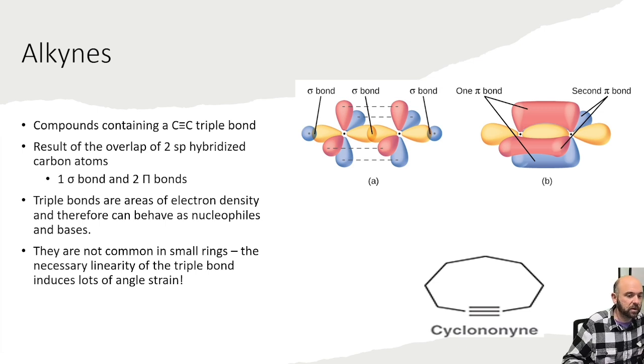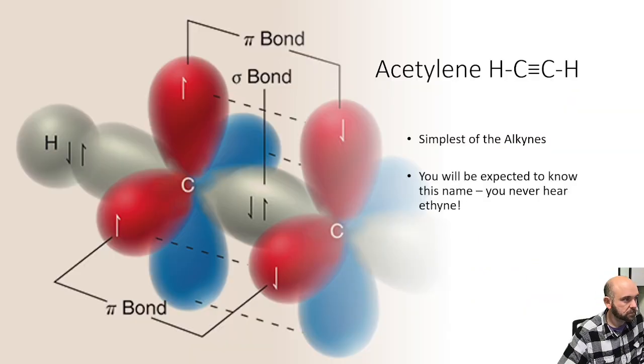And because of that, we don't really see triple bonds in rings unless we have rather large rings. Probably the smallest example is cyclononyne, and it's still kind of unstable because of all of the ring strain that a 180 degree bond angle would introduce if we try to put an alkyne into a ring.